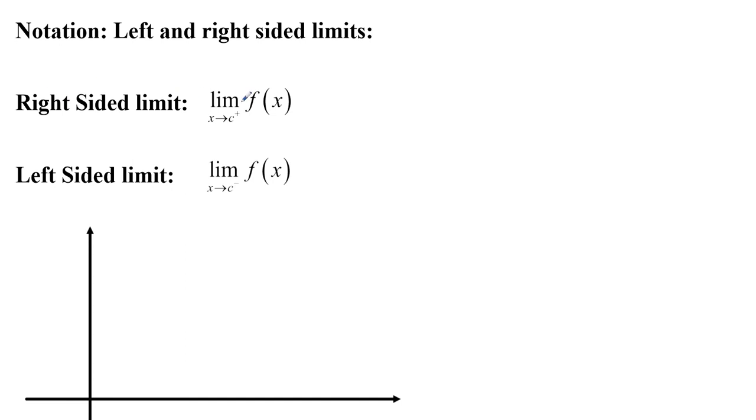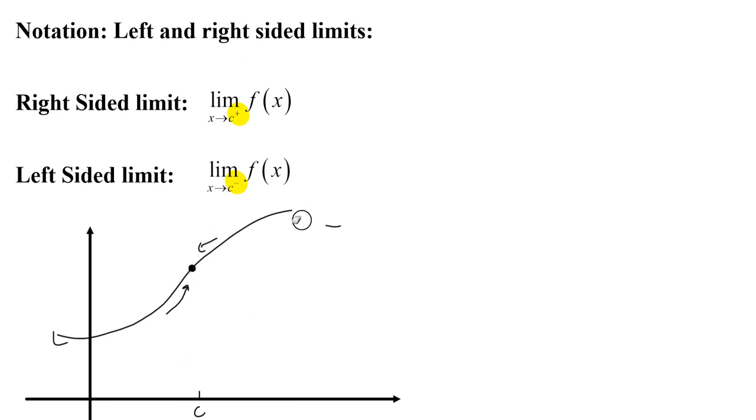A right-sided limit is going to have a little plus, so I'm going to highlight it. A right-sided limit means you're coming in from the right-hand side. The left-sided limit has a little minus right there, so you're coming in from the left-hand side. When we talk about a picture here, if we're coming in at C, the left-sided limit is just the value there. The right-sided limit is just the value there.